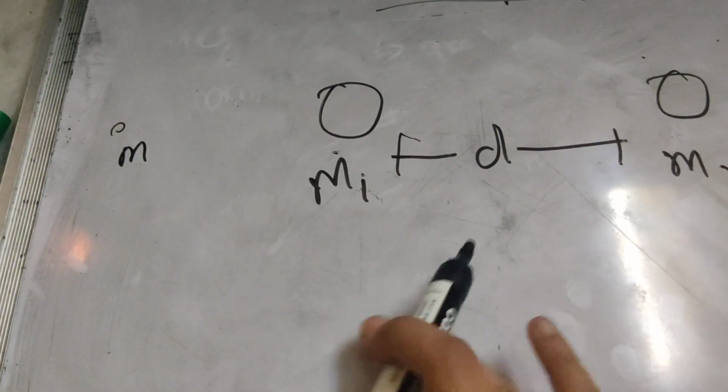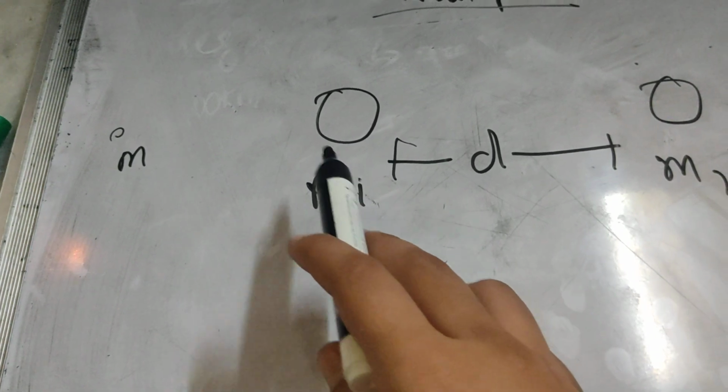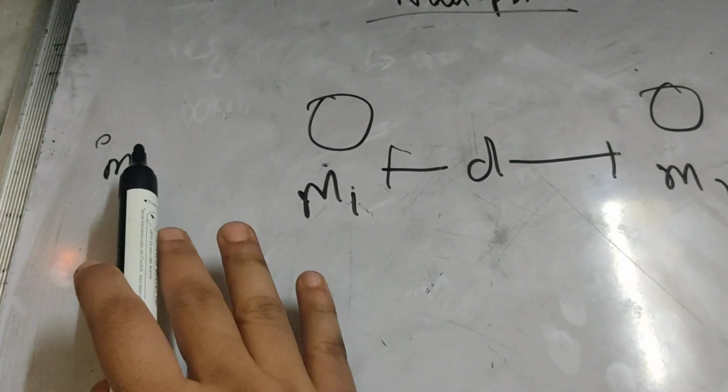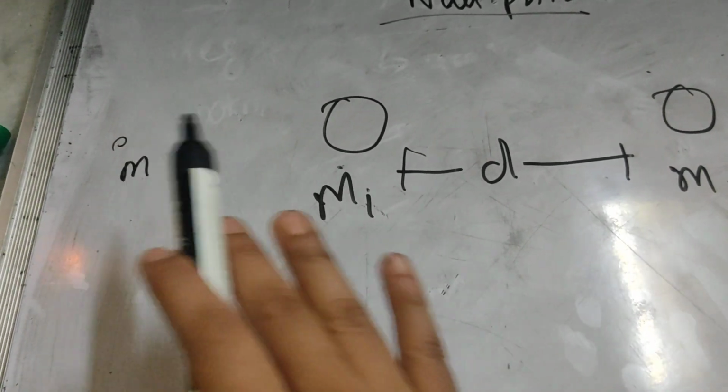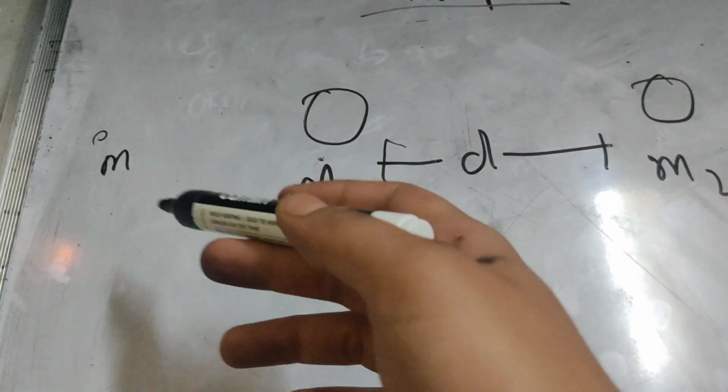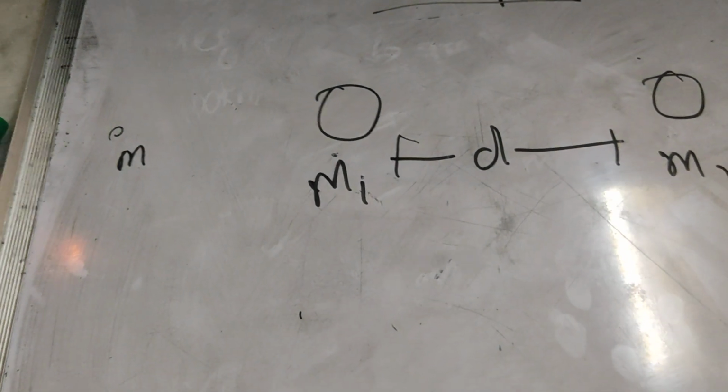What will I observe? I said there will be some gravitational force between the masses. So what will be the gravitational force between the small m and m1? You can denote it by F equals G into m1 into m upon the square of the distance between them.